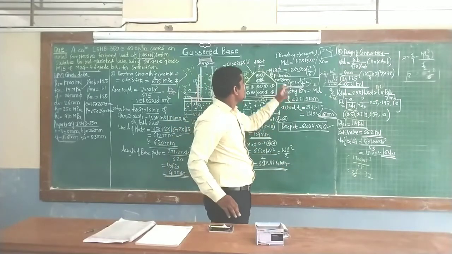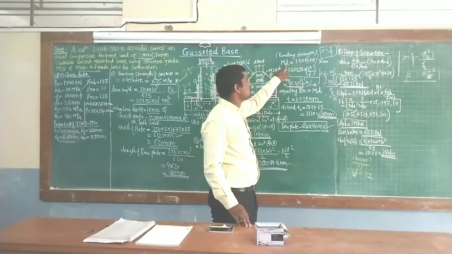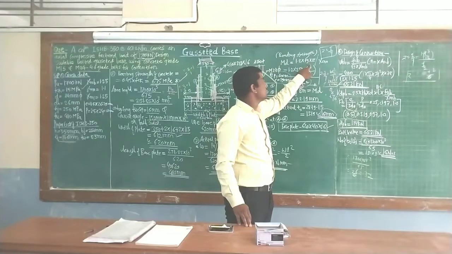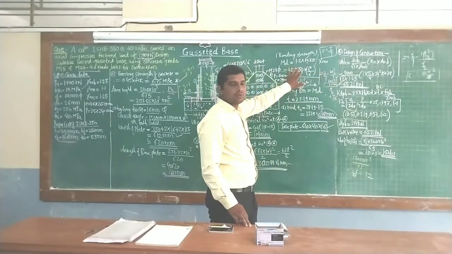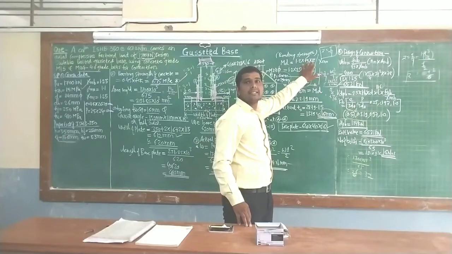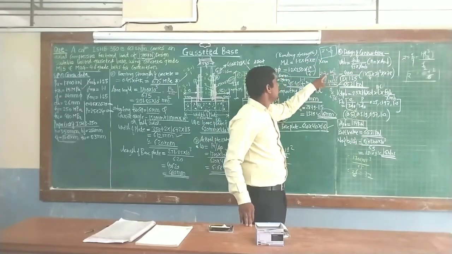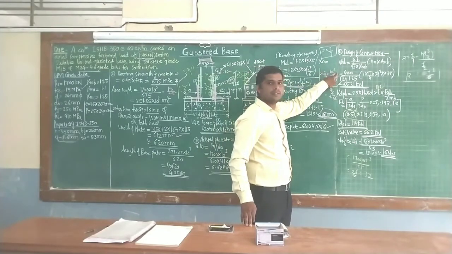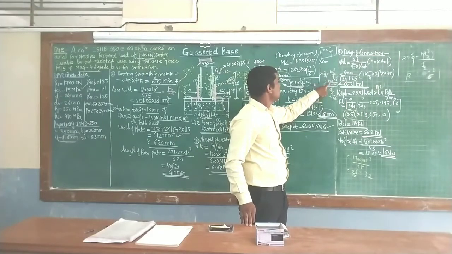So next is to determine the bending strength, denoted by MD, equal to 1.2 into Fy into Z divided by gamma. So all values are known. Just we are going to find out the section modulus, that is I by Y, where I is moment of inertia, that is BD cube by 12, and Y is the centroid distance. So 1 into T cube divided by 12.